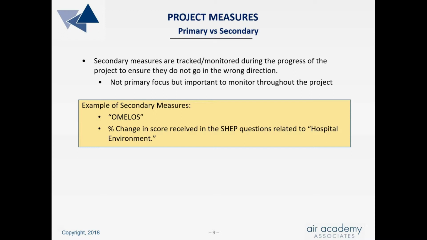In our case here, there are two secondary measurements which are certainly applicable. Observed minus expected length of stay is a time measure. We don't want that measurement to go in the wrong direction as the team reduces the percent hospital stay-related healthcare associated infections. Likewise, we would expect to see an improvement in the score received in the SHEP questions related to hospital environment. We wouldn't want to see that measurement go in the wrong direction.